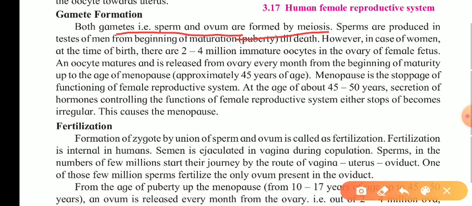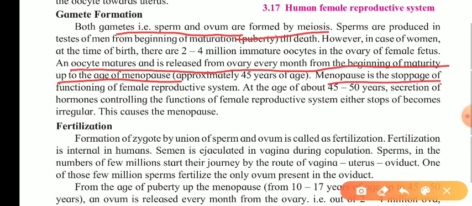Sperms are produced in the testes of a man from the beginning of maturation, that is puberty, till death. However, in the case of a woman, at the time of birth, there are 2 to 4 million immature oocytes. They are immature at the time of birth, and once they reach puberty age, they start to mature. In a female, an oocyte matures and is released from the ovary every month from the beginning of maturity up to the age of menopause, approximately 45 years of age. Till that age, it's released every month.